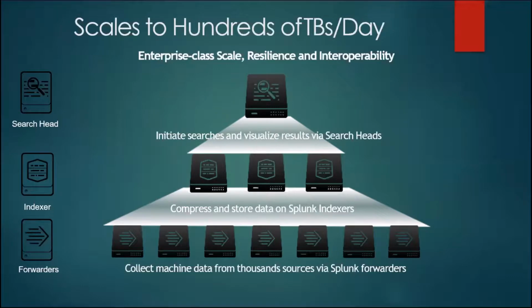So you have your search heads, indexers, and forwarders. You can initiate searches and visualize the results on the search heads. Your indexers allow you to compress and store data. Your forwarders collect the data from thousands of different data sources and forward the data to the indexers for them to work on, and allow the search heads to target and ask questions.